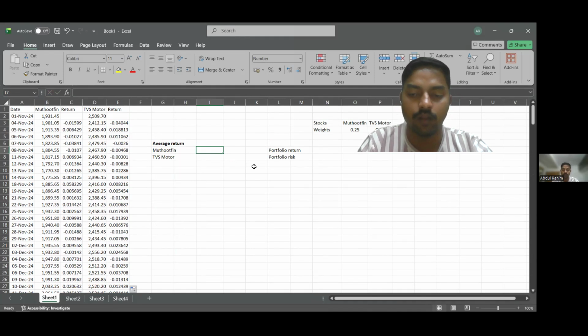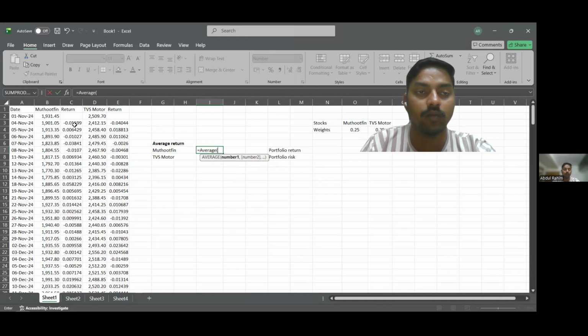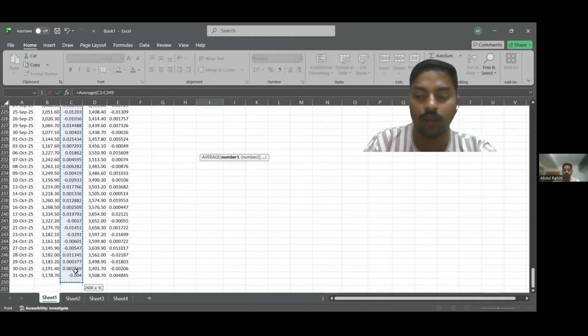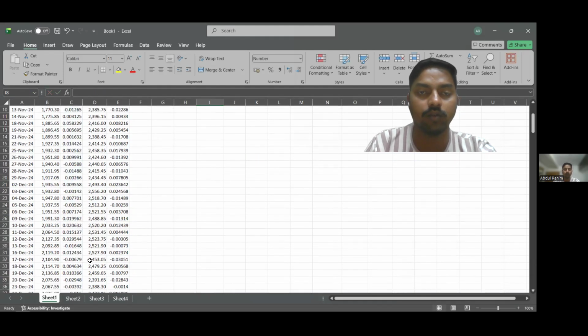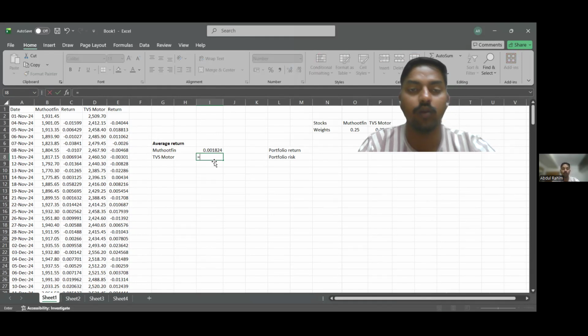Now we are going to calculate the average return of Muthoot Finance and TVS Motor. So we can use the formula AVERAGE, bracket. So select first Muthoot Finance, from the starting to the last date, bracket close. It was 0.00824.